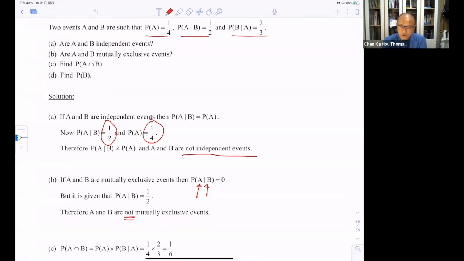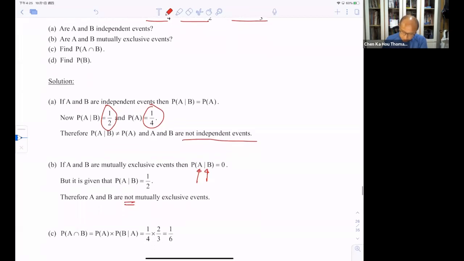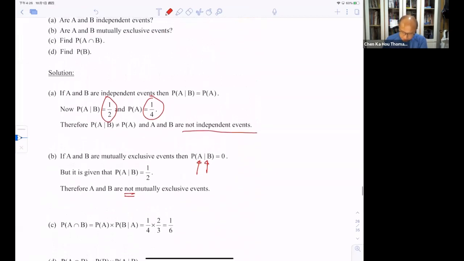Another method to show mutually exclusive events is to use the result of part C. Now, A intersect B, by the definition of conditional probability, is P(A) times P(B given A), because P(B given A) is P(A and B) over P(A). We just multiply this term to this one, then you get this one. So using the information, you find that P(A and B) is 1/6.